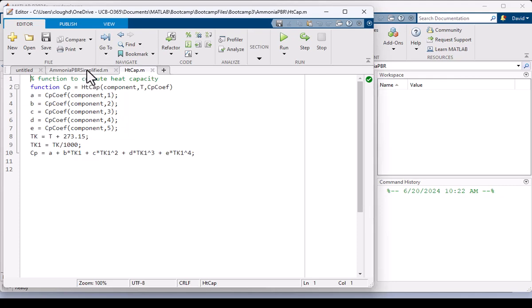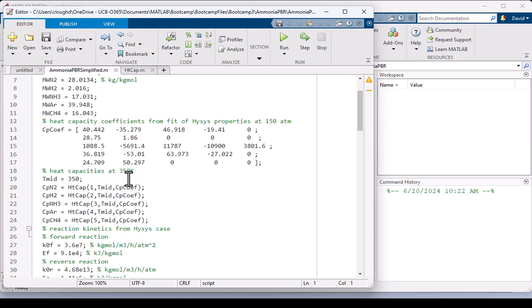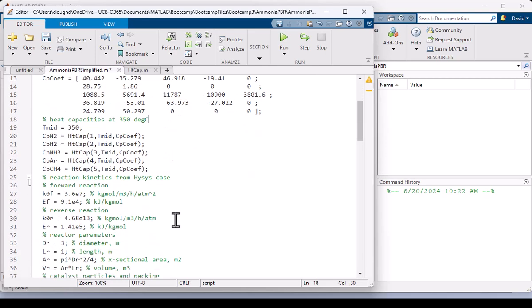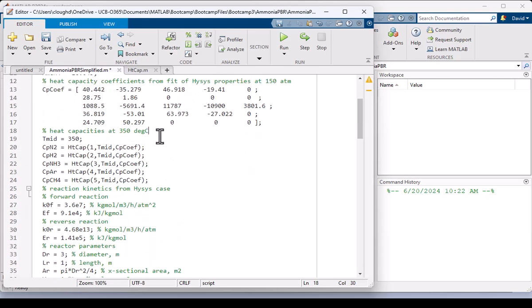One thing that I'm going to note right away is that the T mid here is actually at 350 degrees C. So that's just a change in the comment that you will see when you look at your PowerPoint slides. And when you open the file, I'm making a little fix here.